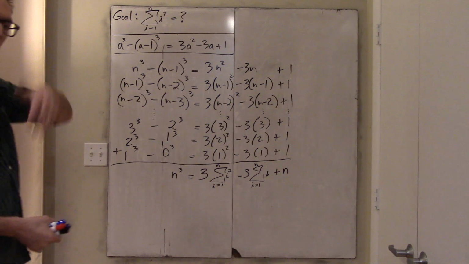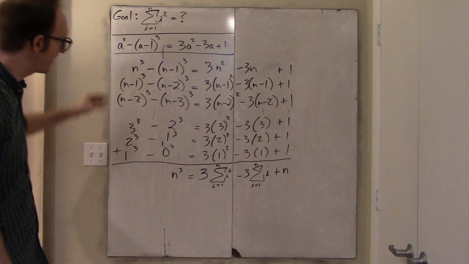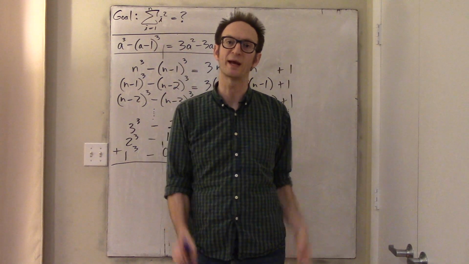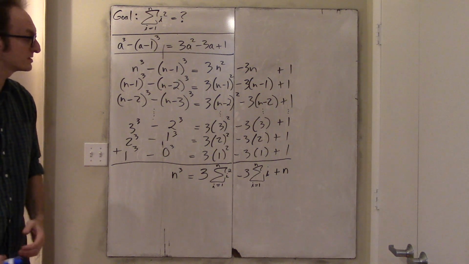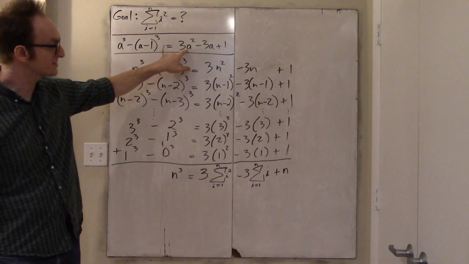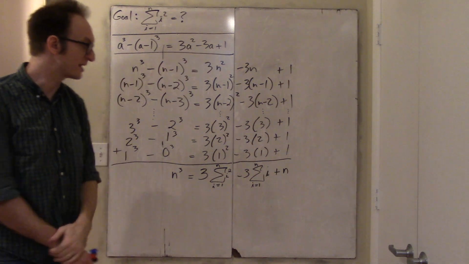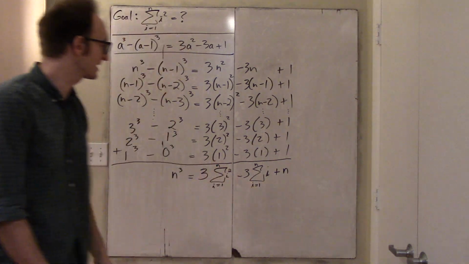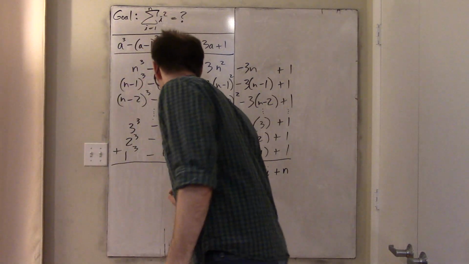I said a couple of boards ago, but of course I erased it, that when you sum up the differences of all the cubes, what you get is, at the moment I called it sum quadratic. And the sum quadratic that you get is this one: 3 times the sum of the squares minus 3 times the sum of the numbers plus a sum of a bunch of ones. And now, since I already know what this is, I can work backwards to find out what this is.